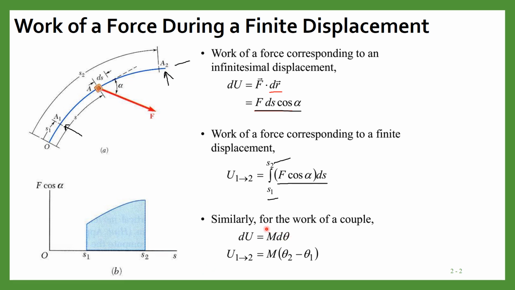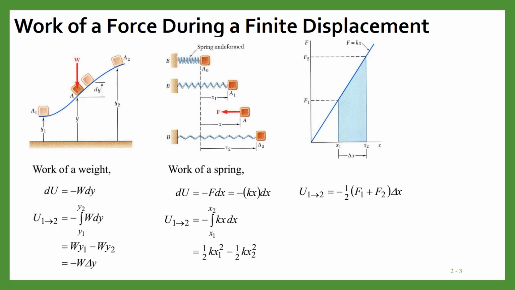And similarly, you can calculate the work for the couple. So if some couple is acting on any particle and because of that couple there is some rotation d theta, then the work dU is equal to M d theta, and for a finite rotation the work will be M times the integral of d theta from theta 1 to theta 2, and finally you will get M into (theta 2 minus theta 1).